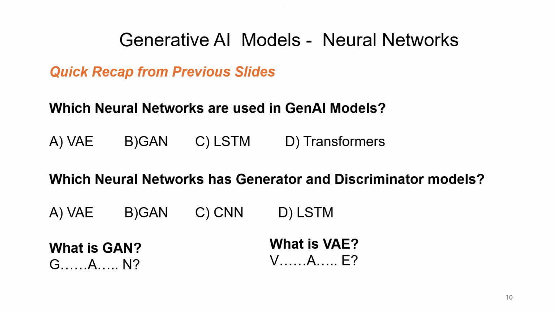First question, which neural networks are used in generative AI models? Answer is GAN, VAE and transformer models. So answer is A, B and D. Which neural network has generator and discriminator models? It is GAN. Answer is B. Third question, GAN stands for Generative Adversarial Network. Last question, VAE stands for Variational Auto Encoder.